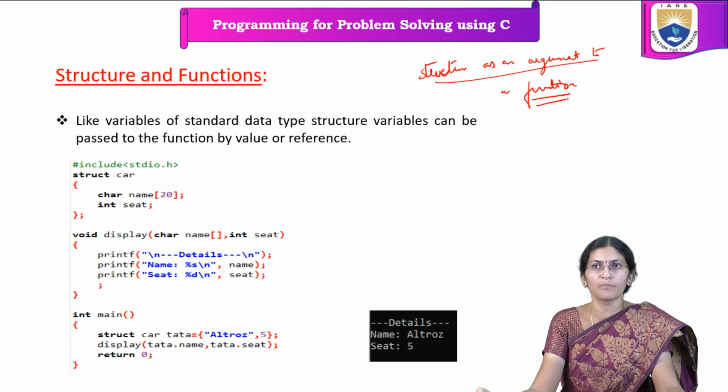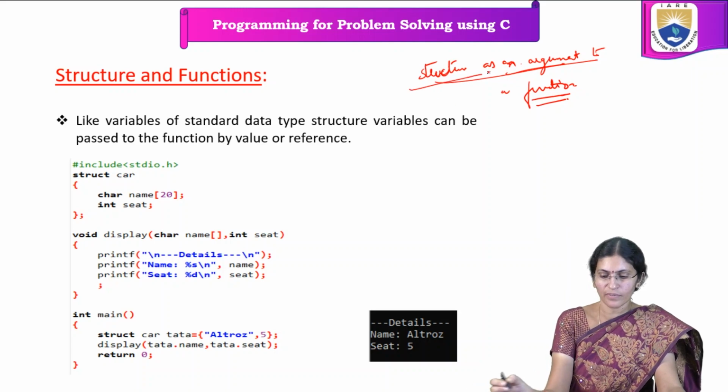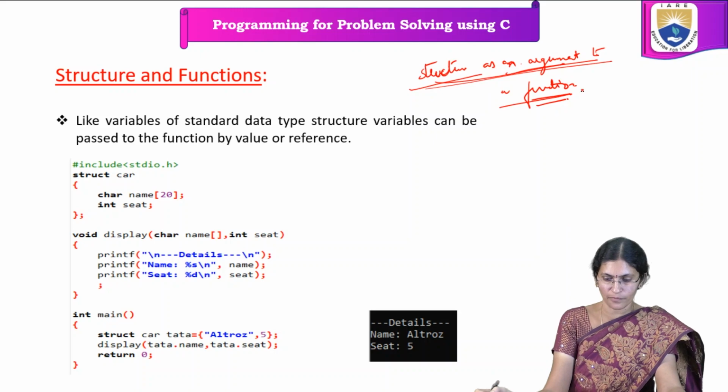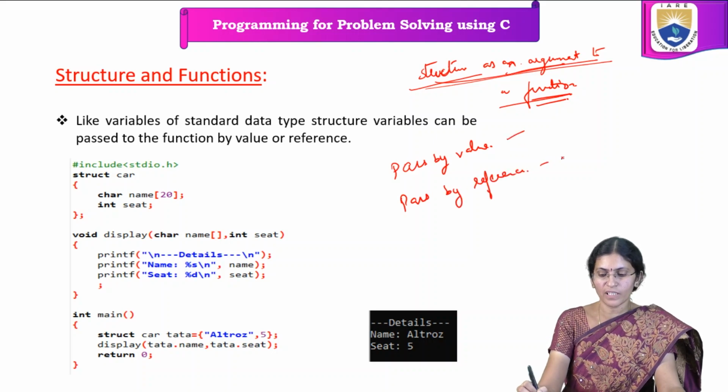We have seen we can pass a string as an argument to a function and so on. In this video lecture we'll discuss passing a structure as an argument to a function. We can pass the structure by two methods. The first one is pass by value, and the next one is pass by reference.